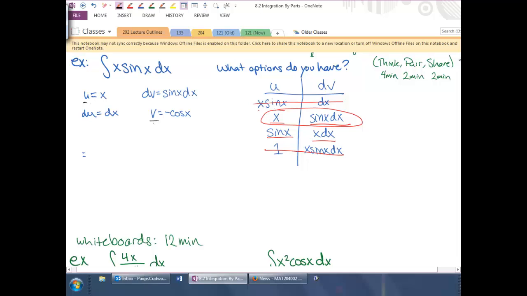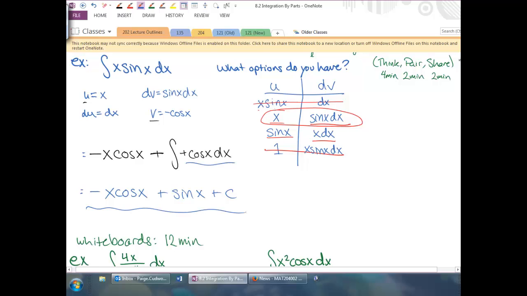Ultraviolet is u times v, that's negative x cosine x, minus super voodoo, so that's a v du, that's a negative cosine x dx. You have to be really careful with negatives in integration by parts because of the subtraction in the middle. You often get a lot of negative signs floating around. But we've got a negative here, so I can make that positive. And we do know how to integrate cosine x dx, so we're good. And there's our answer.